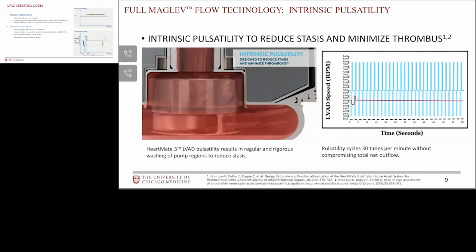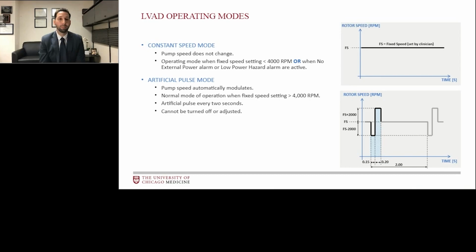The HeartMate 3 is actually capable of running in 2 modes when it comes to the artificial pulse. At very low speeds of less than 4,000 RPM, the device is set to a constant speed mode, so it's set at a fixed speed. Another scenario where the constant speed mode will be triggered is if there's a battery or power problem, a low power form setting for the HeartMate 3. In reality, we don't really run the HeartMate 3 at these speeds.